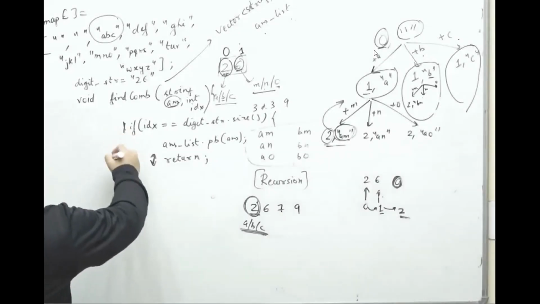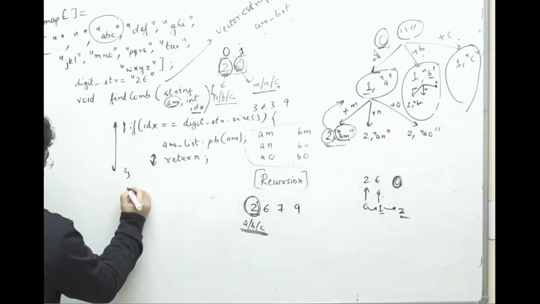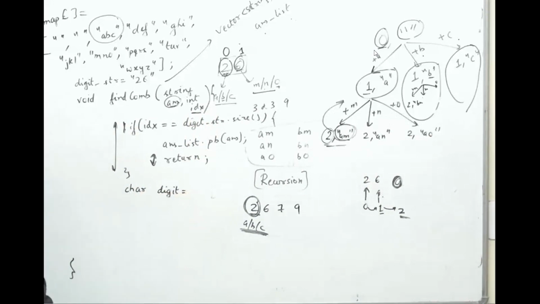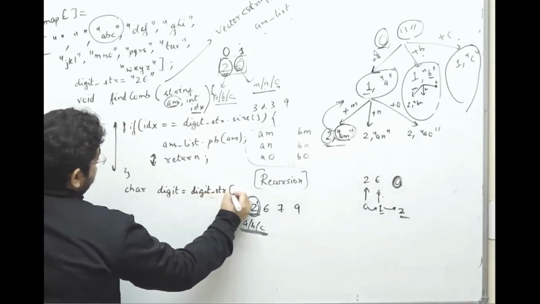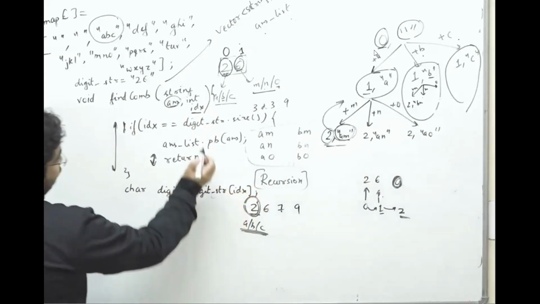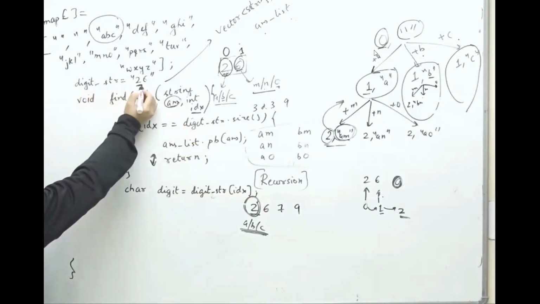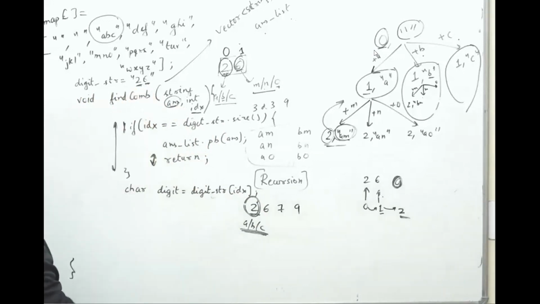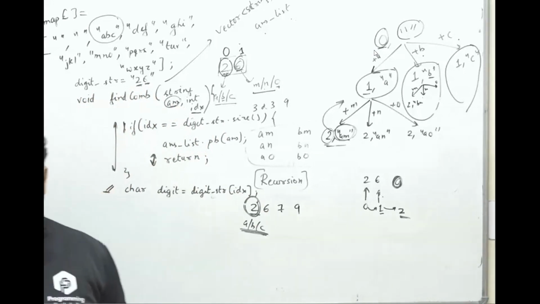If this does not happen, then what do I need to do? I need to make a decision for the current index. So let's do that. First, the digit at the current index for which I need to make a decision is basically digit string of index. If my index is 0 at the beginning, I'll be making a decision for digit string of 0, which is 2. If index is 1, I'll be making a decision for digit string of 1, which is 6. So this stores my digit for which I'm making a decision.